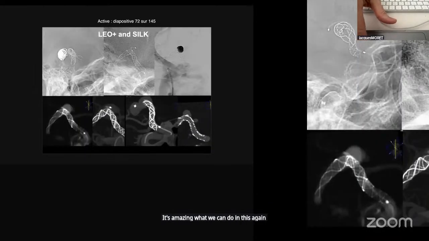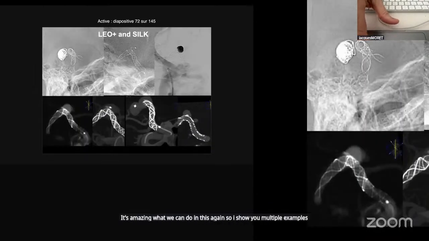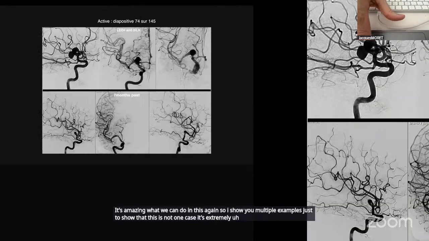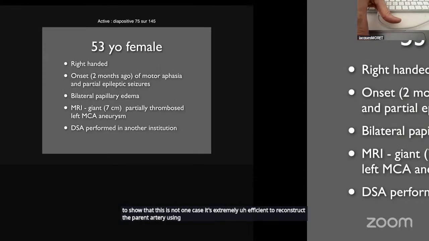So I show you multiple examples just to show that this is not one case. It's extremely efficient to reconstruct the parent artery using this technology.